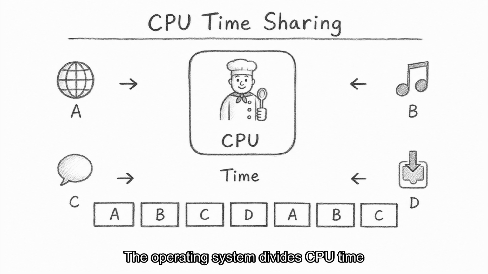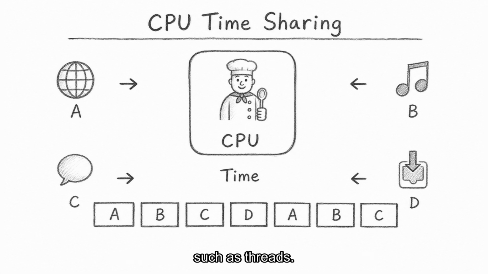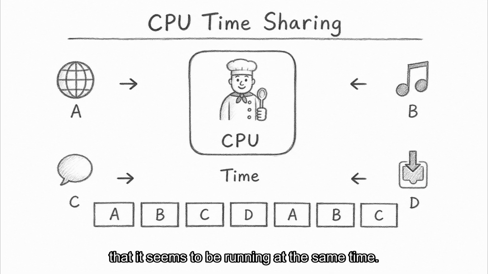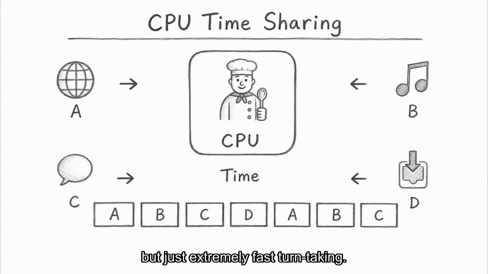The operating system divides CPU time into really small pieces and distributes them among execution flows such as threads. For example, it may run A for a few milliseconds, B for a few milliseconds, and C, and so on. This switching happens so quickly that it seems to be running at the same time. It's not totally simultaneous, but just extremely fast. Actually, there are some systems with true parallelism. But the basic principle of multitasking is the time-sharing mechanism.